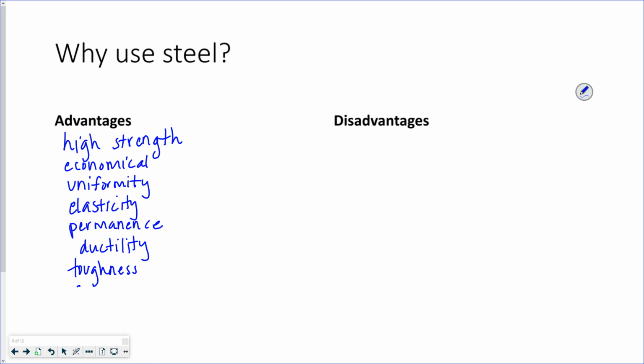And steel is actually very sustainable. You can recycle it. If you tear down a building, take its steel components, melt them back down and make something new, which you can't do for other types of materials.